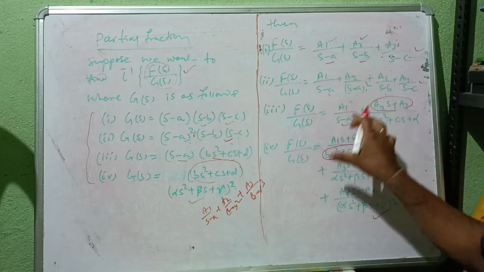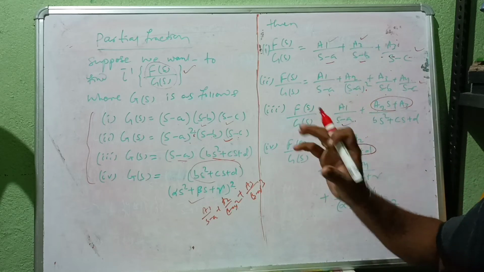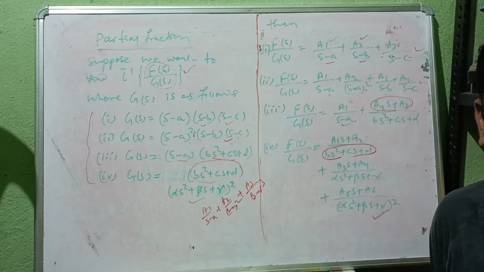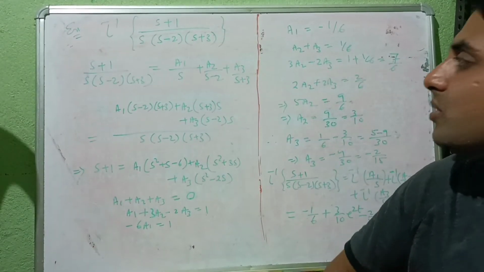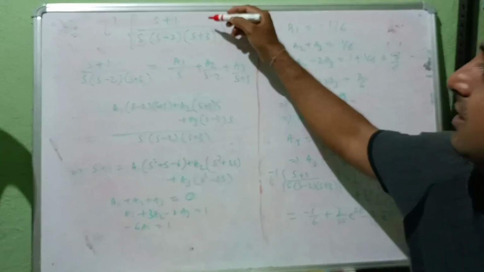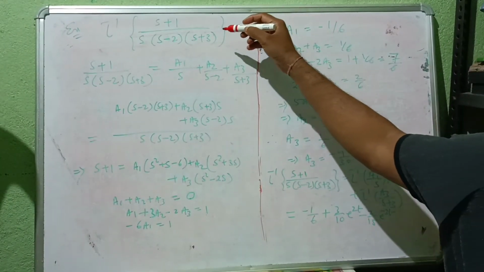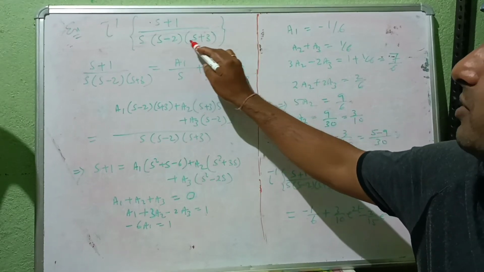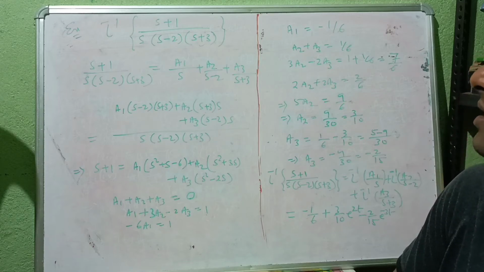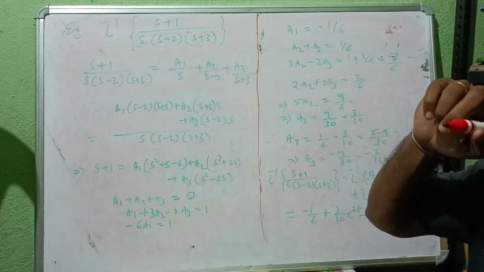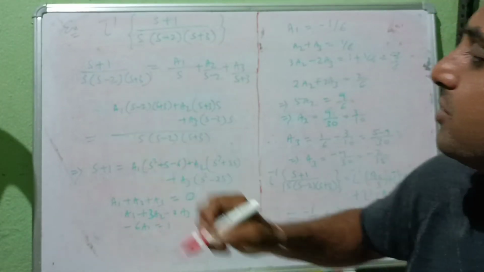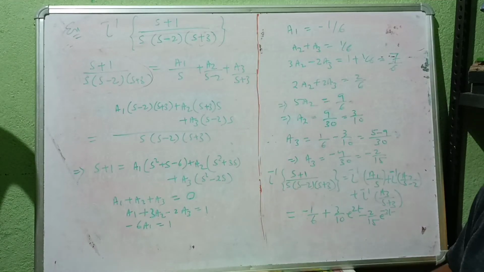So using this partial fraction, we can solve problems. Okay, we can solve these problems just now. Now try to find the Laplace inverse of s plus 1 divided by s into s minus 2 into s plus 3. Okay, so using partial fraction, how can we solve? To solve it, first write this term s plus 1 by s into s minus 2 into s plus 3 as a sum of partial fractions.